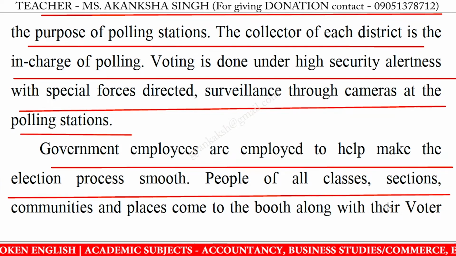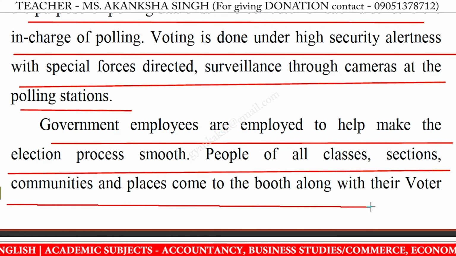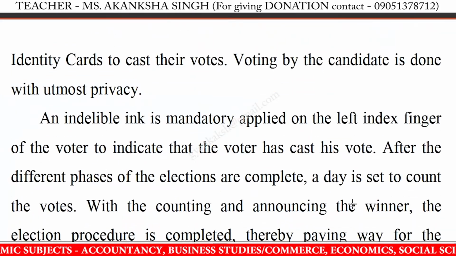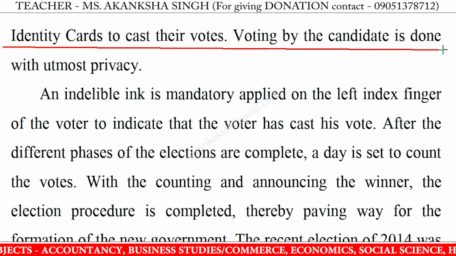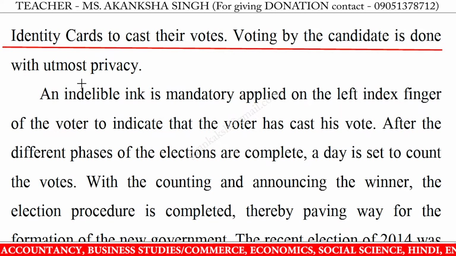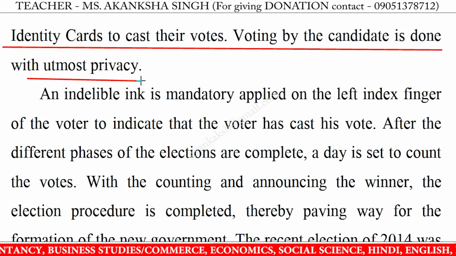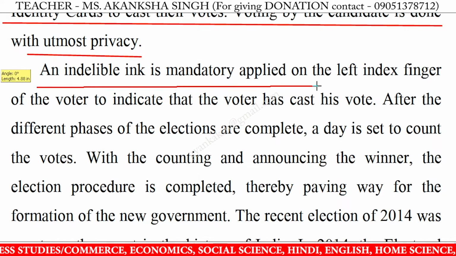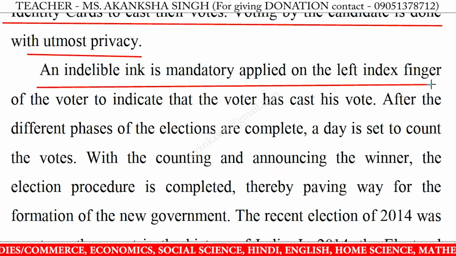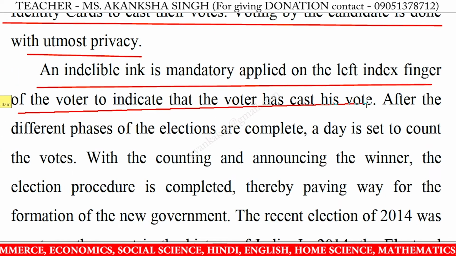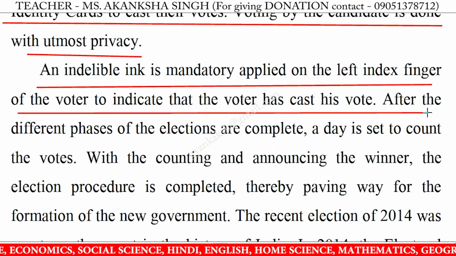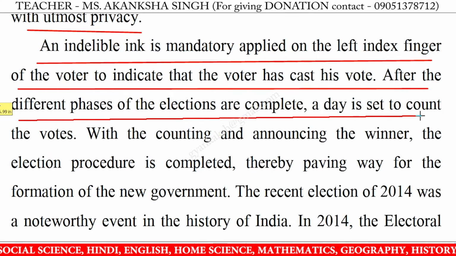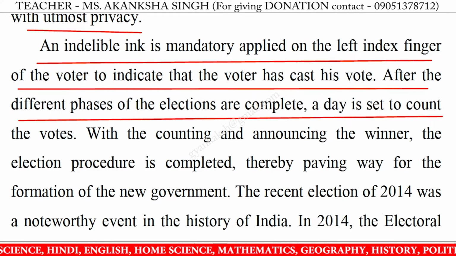People of all classes, sections, communities, and places come to the booth along with their voter identity cards to cast their votes. Voting by the candidate is done with utmost privacy. An indelible ink is mandatorily applied on the left index finger of the voter to indicate that the voter has cast his vote. After the different phases of the elections are complete, a day is set to count the votes.